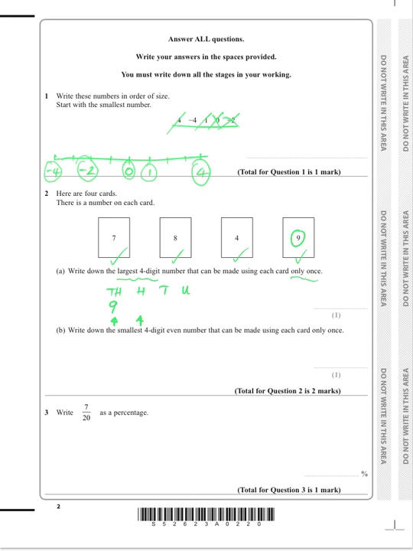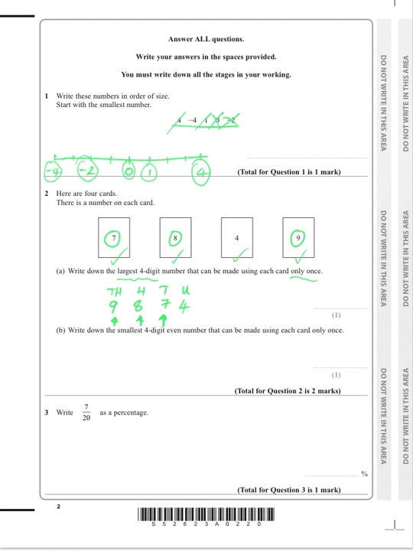We can't use the 9, we've already used it, so we'll then use the 8, and then so on. The most tens, but we can't use the 8 and the 9, so we'd have the 7, and that leaves us with 4. So the answer would be 9,874.